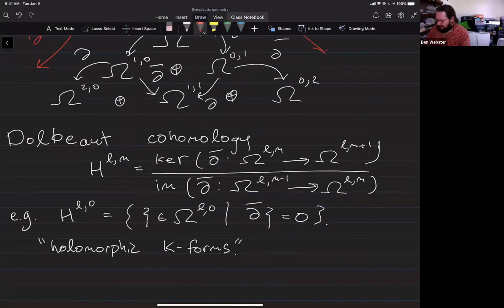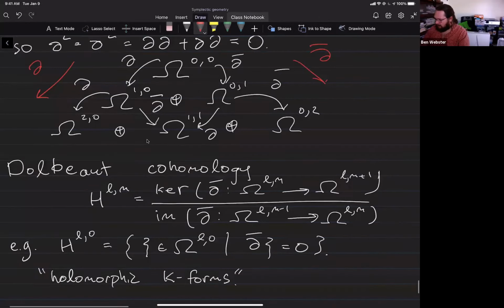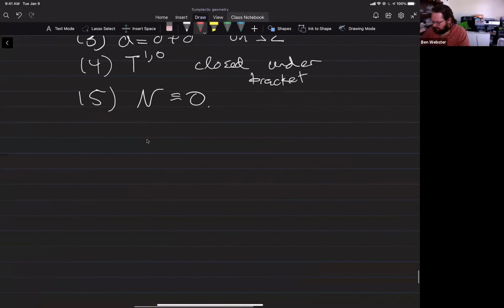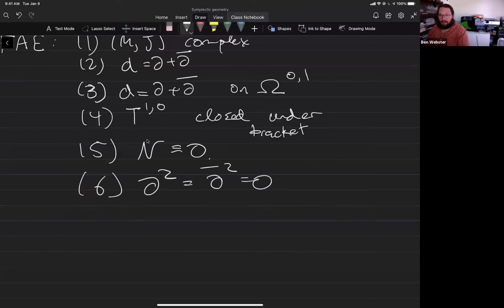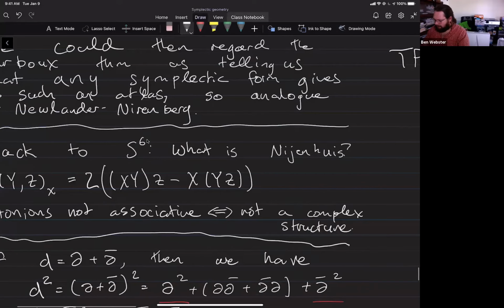One particular special case of this is H^{l,0}. Then there's no image. We're just looking at the (l,0) forms which are killed by del bar, and that's what holomorphic l-form means. So this is the (l,0) part of the Dolbeault cohomology. And maybe I'll just mention here, there's another thing one could put here. Another equivalent statement is that del squared and del bar squared are 0. Those are all characterizations of being a complex manifold.